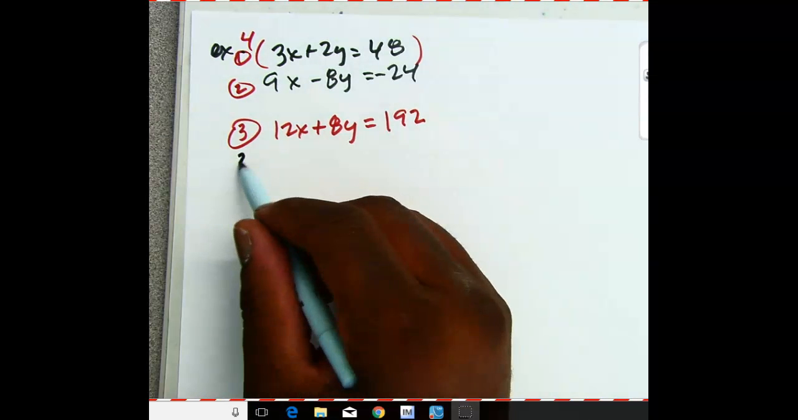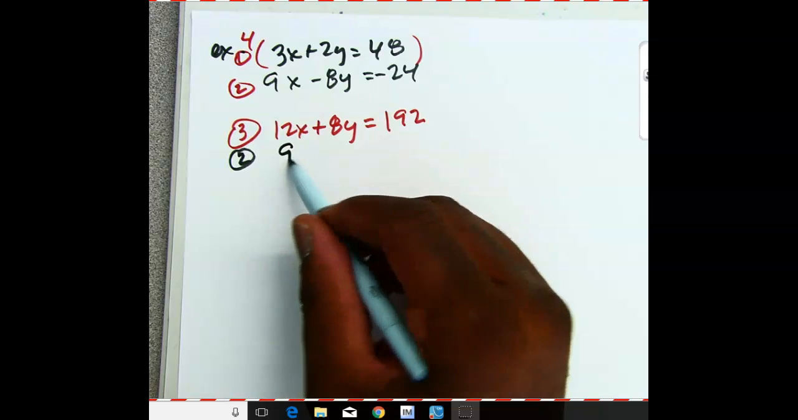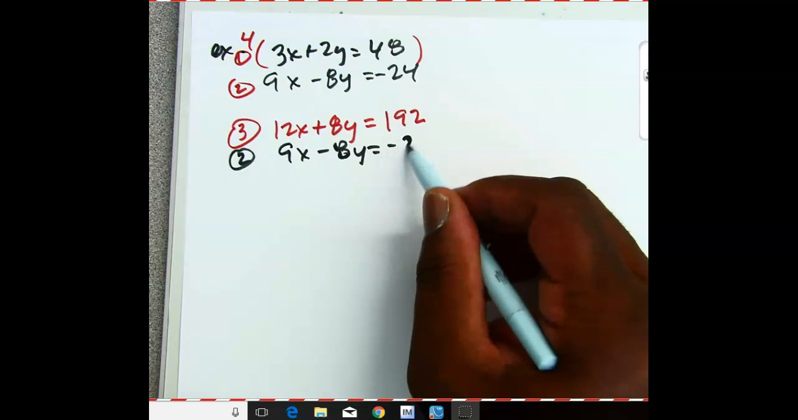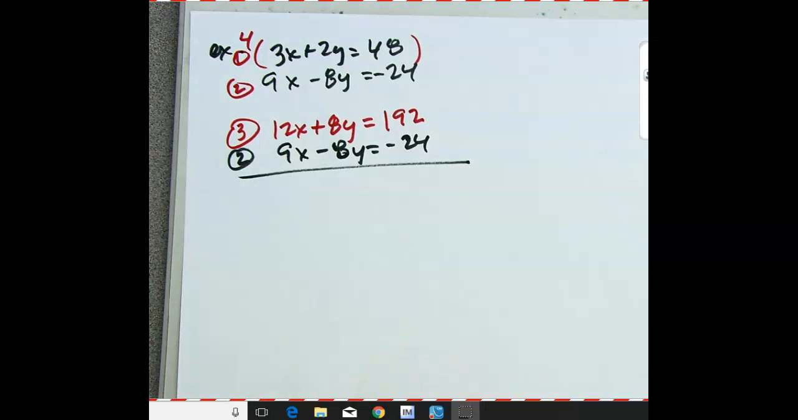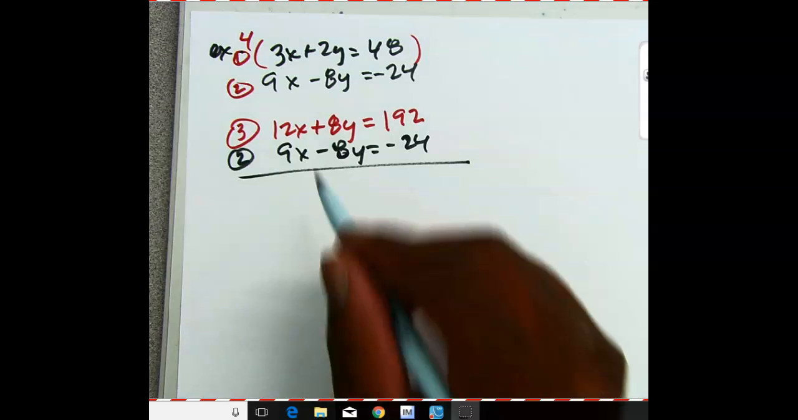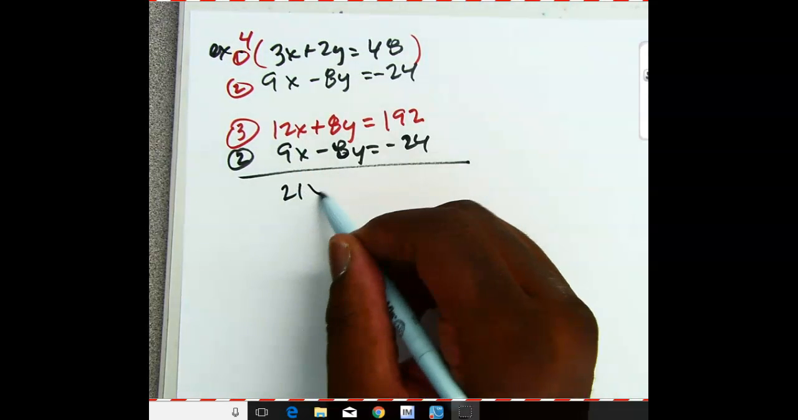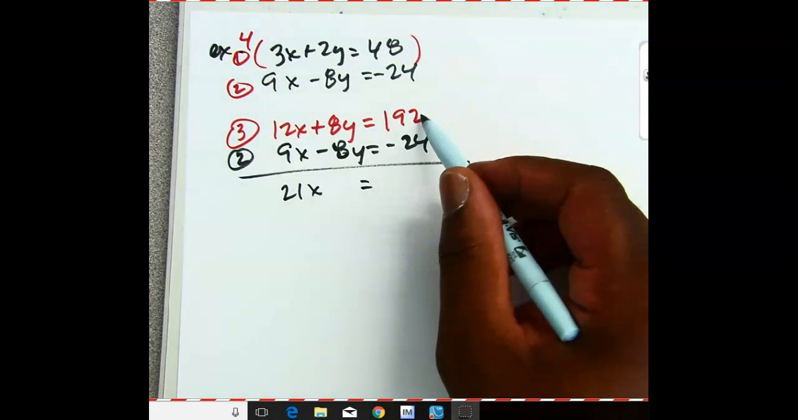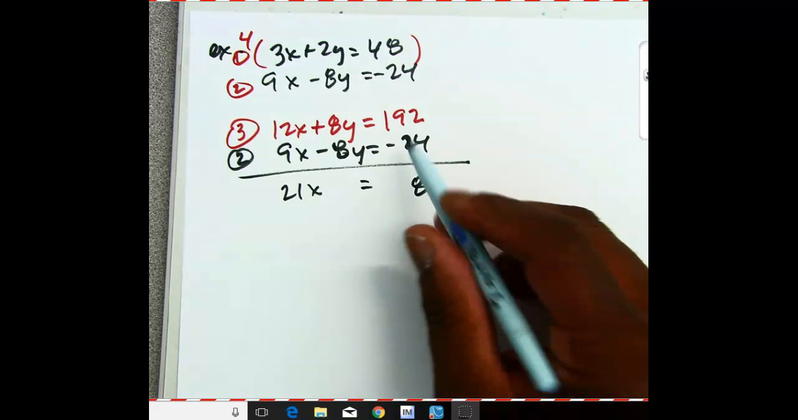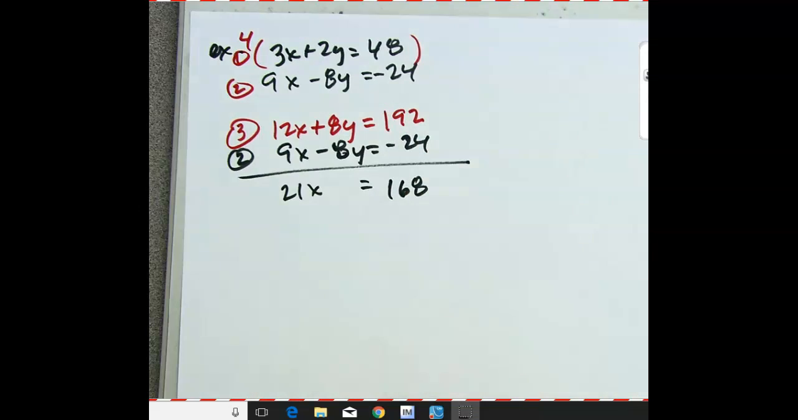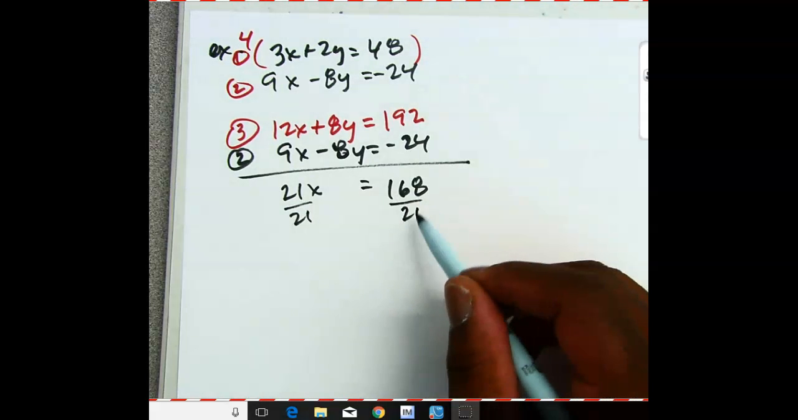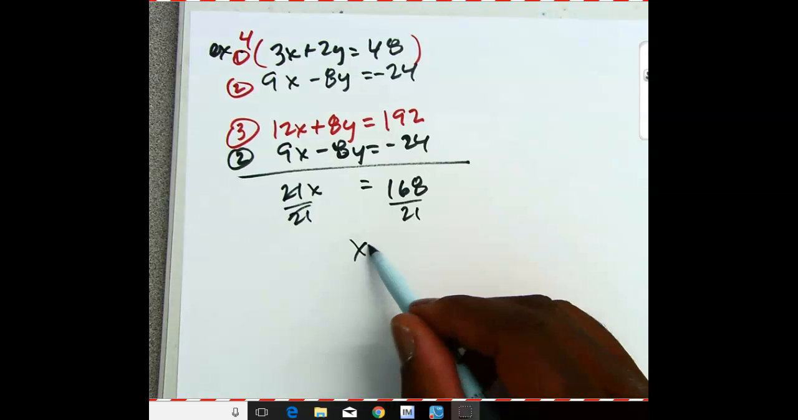Now we can add equation 3 to equation 2. 9x minus 8y equals negative 24. And we've set this up so that we can eliminate one of the variables. 12x plus 9x is 21x. 8y minus 8y is 0. And 192 minus 24 is 168. Divide both sides by 21. And x is equal to 8.